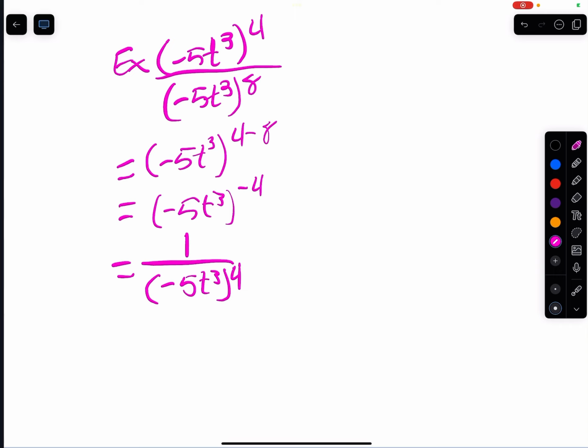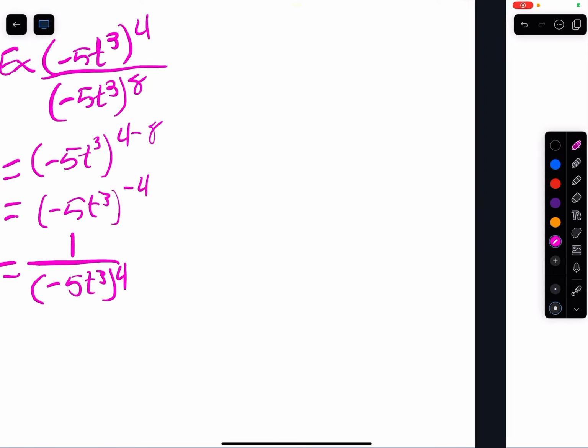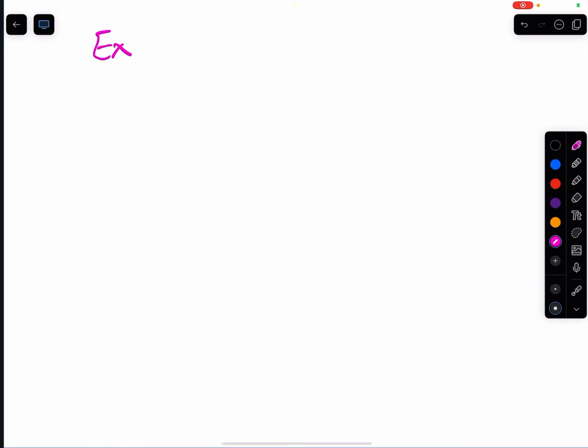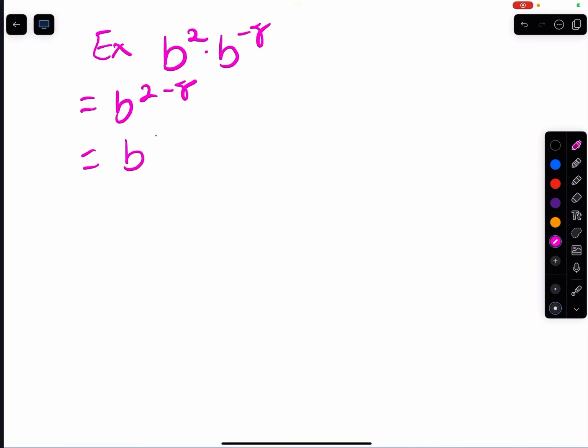Let's do one more example. Let's do b squared times b to the negative 8 power. We know we can simplify this using the product rule of exponents. That's b to the 2 minus 8, which is equal to b to the negative 6. Using the negative rule of exponents, we can rewrite that as 1 over b to the 6th power.